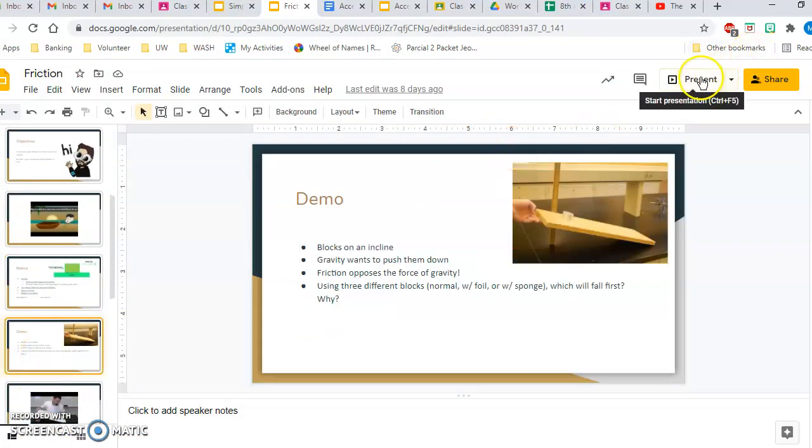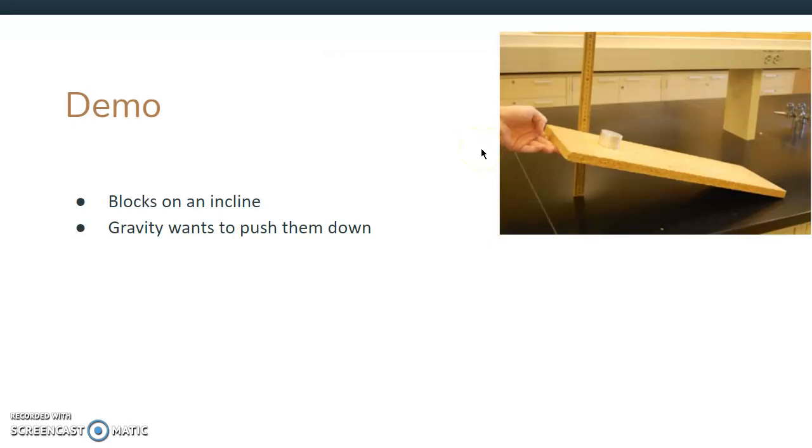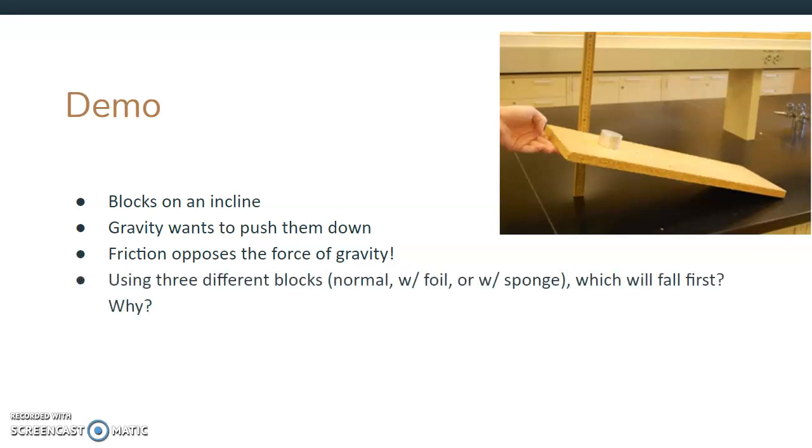Alright, so we have another demonstration that explains this friction, I think, in a good way. We're going to watch a video of two blocks getting put on an incline. Of course, like anything, gravity wants to push our blocks down the incline. But our friction force is going to oppose the force of gravity. So gravity is pushing us down. Our friction force is going to be keeping us where we're at.